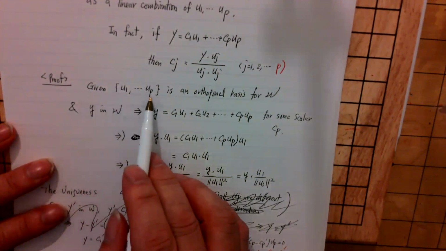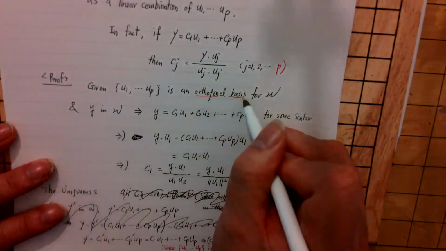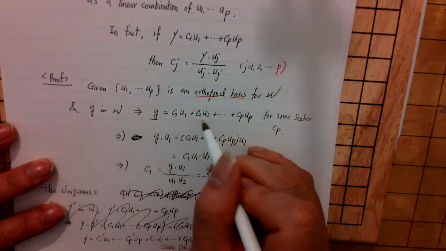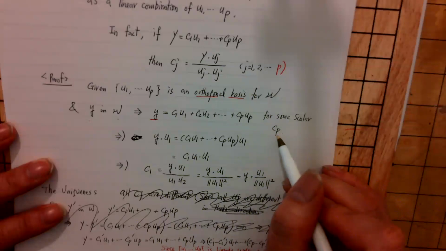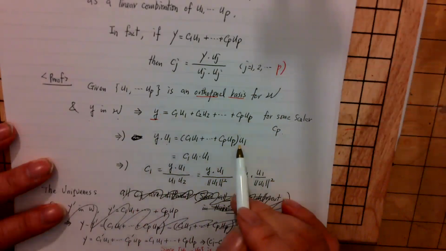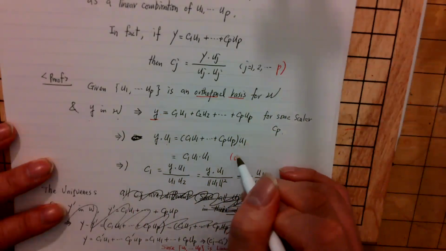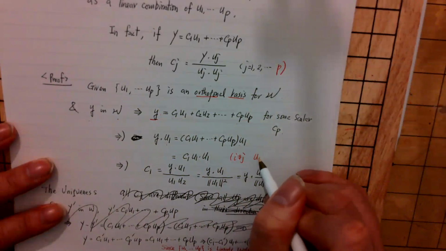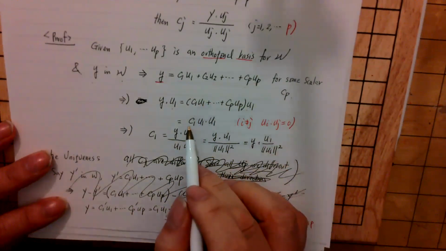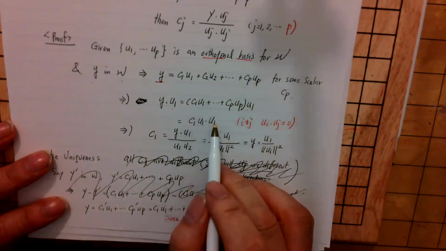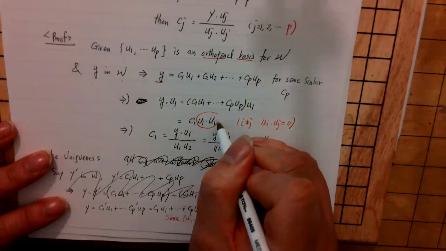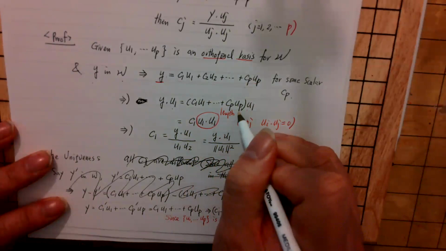Given u1 up to up is an orthogonal basis for W, then for each y in W, y can be represented as c1 u1 plus c2 u2 up to cp up, for some scalars. Now, if I make an inner product, y dot u1, that means the whole thing dotted by u1, just like before. If i is not equal to j, then ui dot uj will be just zero, because it's an orthogonal set. So all the others are gone, only c1 times u1 dot u1 is left. This is u1 dot u1, the length of u1 squared, just a number.